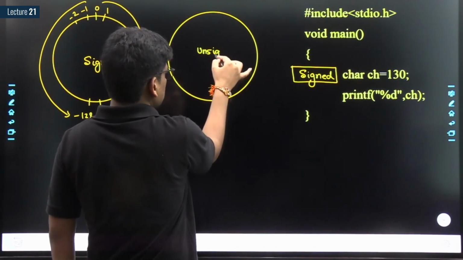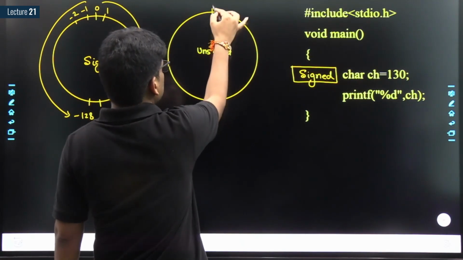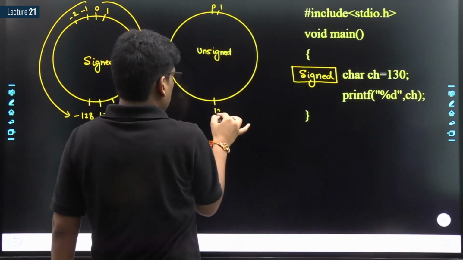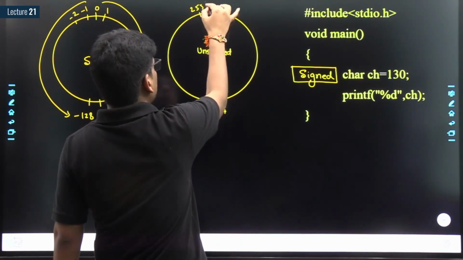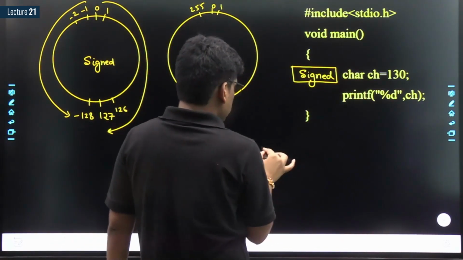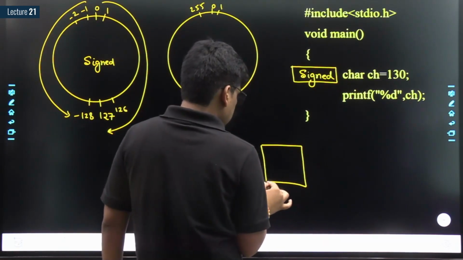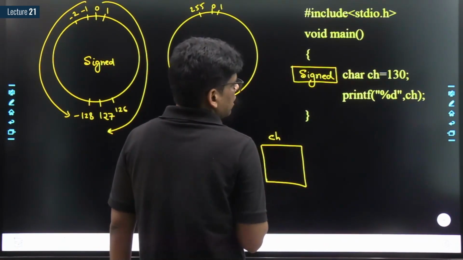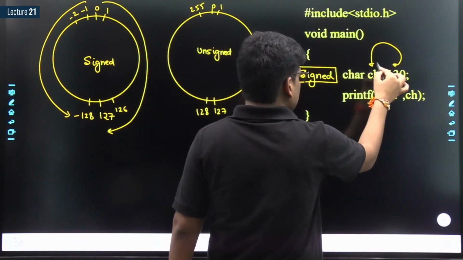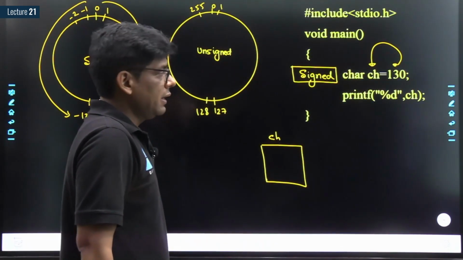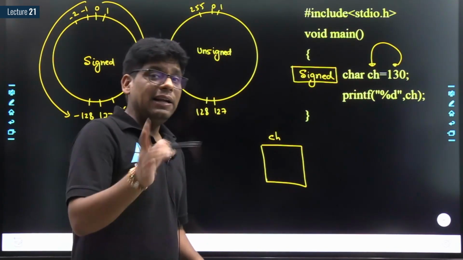Unsigned, it is from 0 till 255. Okay. Here, what we are trying to store? Sir, we have a variable ch and it is signed. We are trying to put 130. We are trying to store 130 in a character variable, signed character variable.